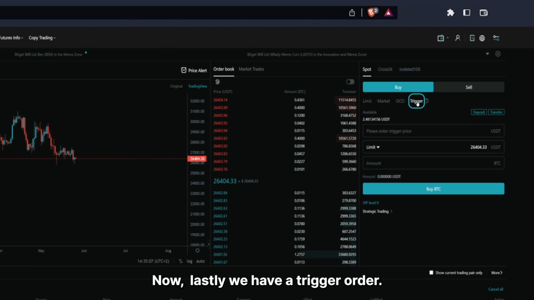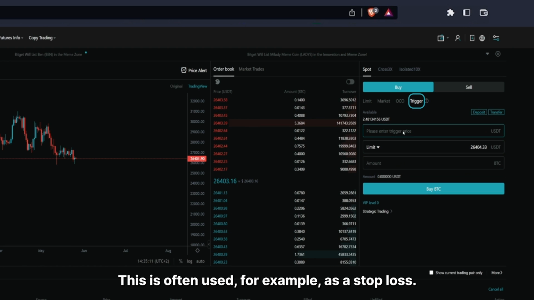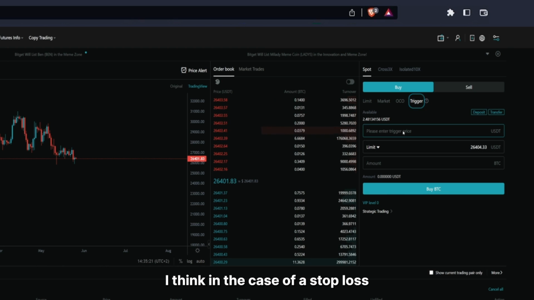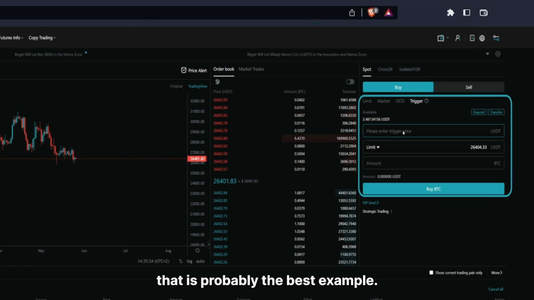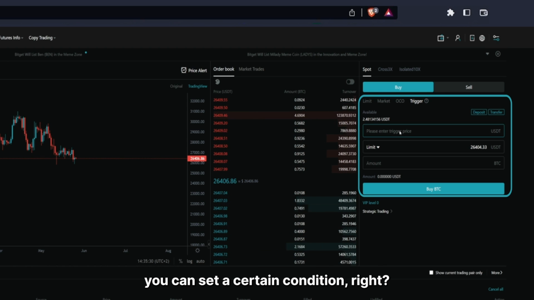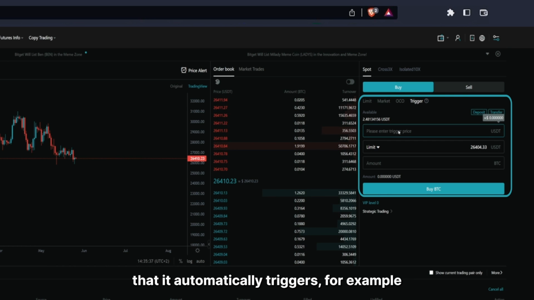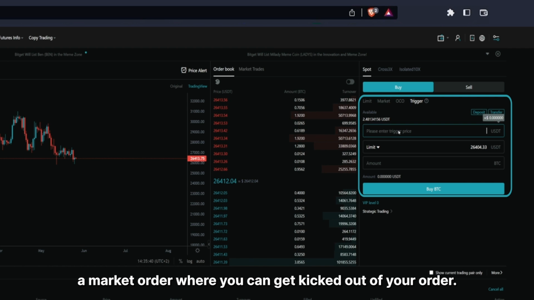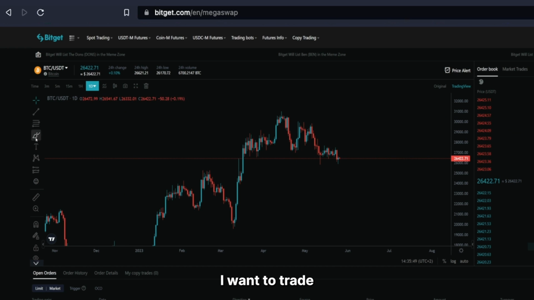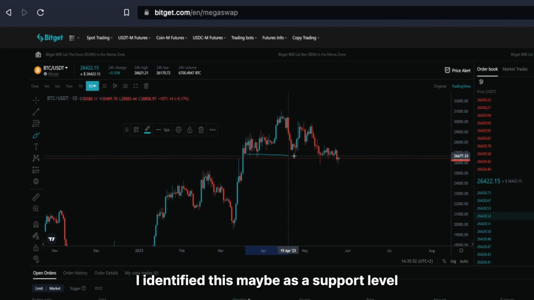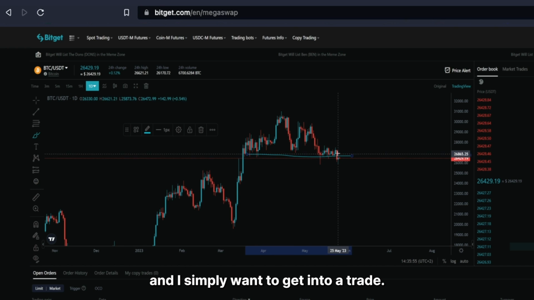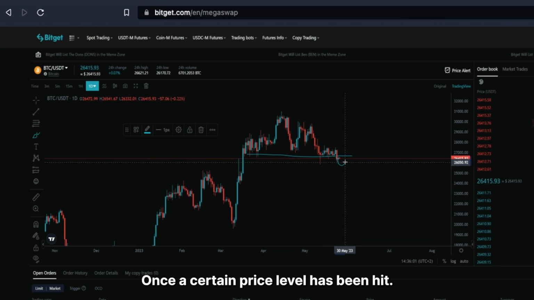Now, lastly, we have a trigger order. This is often used, for example, as a stop loss. I think that's the best example. What this really means is that you can set a certain condition, right? Where if price, let's say, reaches $25,000, it automatically triggers, for example, a market order where you can get kicked out of your order. So in this case, I want to trade a breakout to the downside, right? I've identified this maybe as a support level, and I simply want to get into a trade once a certain price level has been hit.